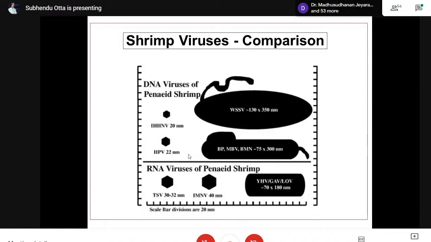If you compare the viruses based on size, there is a wide variation. You can see here the largest virus, white spot syndrome virus, which is called the largest animal virus, and the smallest virus is the IHHNV, which is only 20 nanometers.